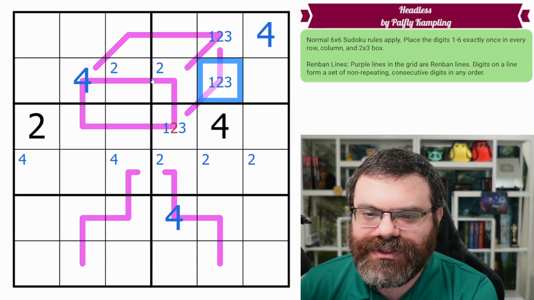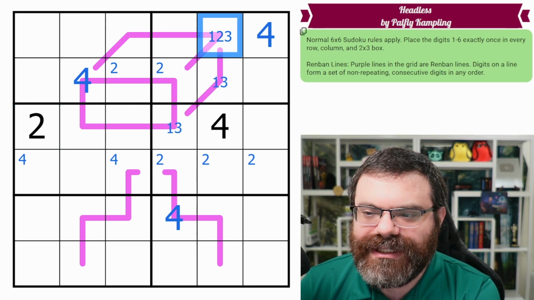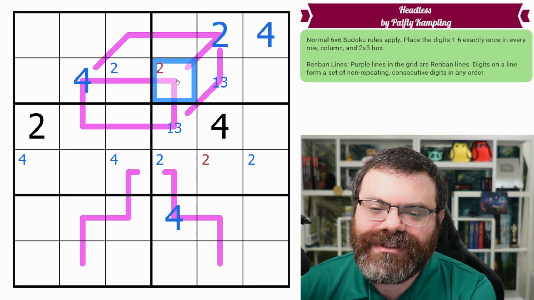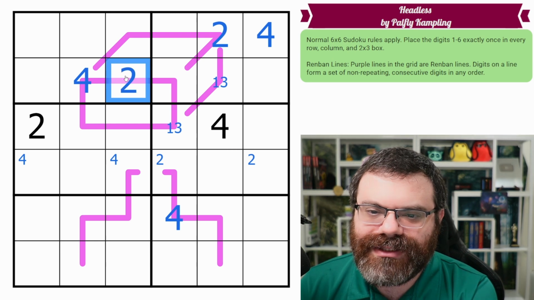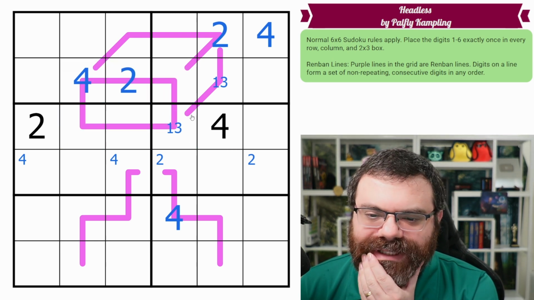We know this can't be a 2 because the 2 is on one of these in the row. And we know this can't be 2 because there's a 2 in the row already. And so if this needs a 2, it's going to end up here, which removes this and this as a 2. That places the 2 for this Renband. Okay, that sounds like progress.